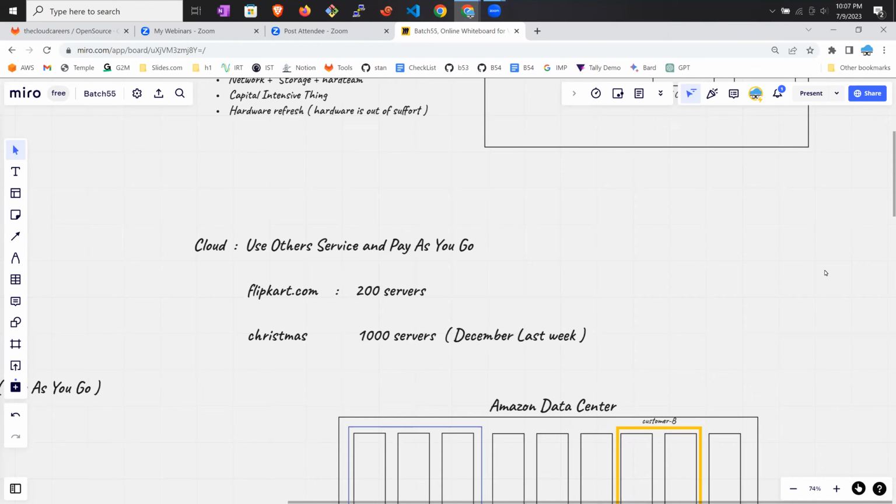And we also saw why Amazon introduced the concept of cloud business, and why a lot of companies are moving towards cloud is also something we extensively discussed yesterday.